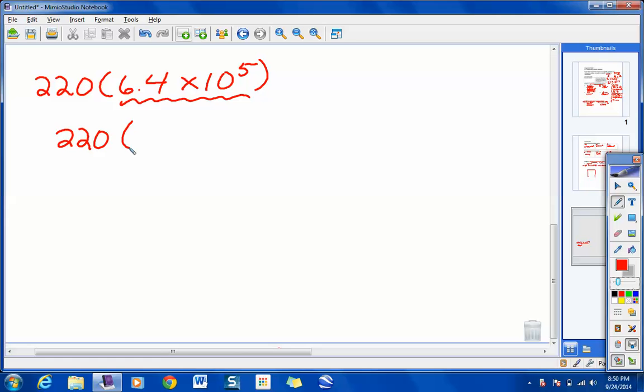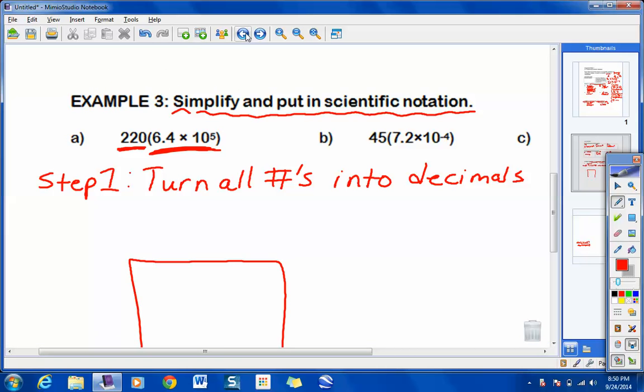So this is going to become 220, that's already in decimal notation, times, okay, in this here I've got to move that decimal 5 to the right. So I've got 1 jump past the 4, which means I've got to put 4 more zeros. Okay. So what I've got here is 220 times 640,000. Okay, so that was step 1. Both numbers are now in decimal notation. Okay, no problem. I'll go back to this page right here, step 2. Okay, step 2. We're just going to evaluate it then, all right?